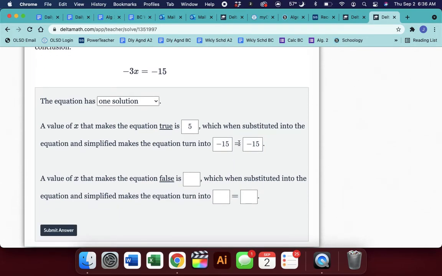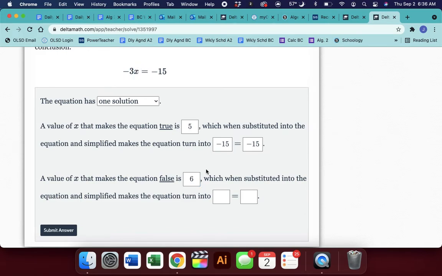Okay. If you get an equation that's true in the end, that means that whatever number you plugged in for x must make it work and make it true, which means that you have a solution. 5 is a solution. How about a number for x that makes the equation false? Well, 5 is the only number in the world that makes it true, so you can try any other number and it'll be false. So if we throw a 6 in where x is, what would we get?